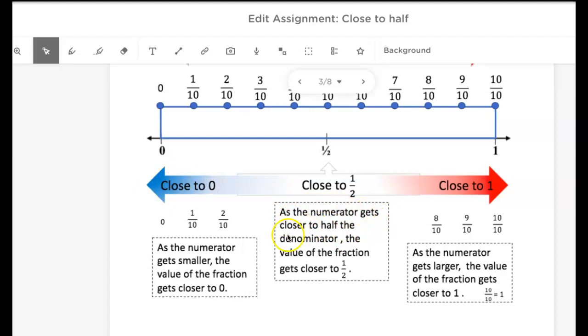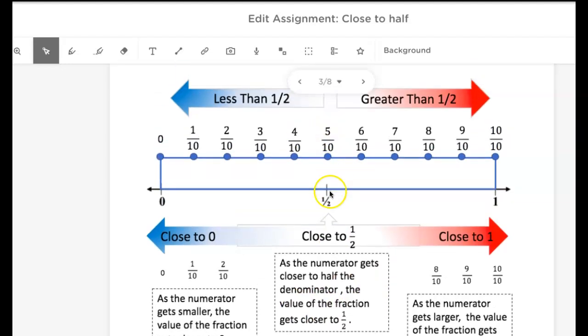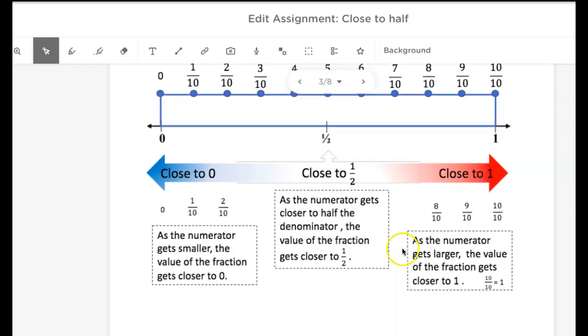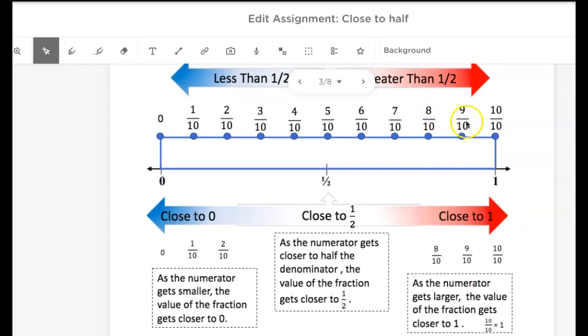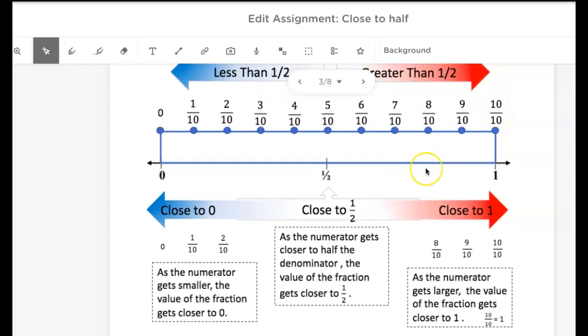As the numerator gets closer to the denominator, the value of the fraction gets closer to half. So here we have 5/10 is half. Well, 4/10, that's pretty close to half. And 6/10, that's also pretty close to half. So I would kind of consider these 4/10 to 6/10 in the middle here. These are our close to half numbers. And as the numerator gets larger, the value of the fraction gets closer to 1. So 8/10, 9/10, 10/10 are closer to 1.